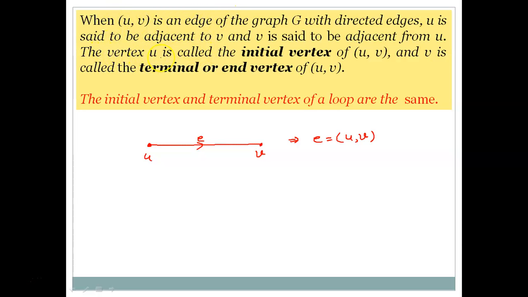The vertex U is called the initial vertex because you are starting from here and going in this direction. And V is called the terminal or the end vertex of this edge UV. The initial vertex and terminal vertex of a loop remain the same. Suppose we are having U, and if we have a loop like that, then the initial and terminal vertex are the same in case of a loop.